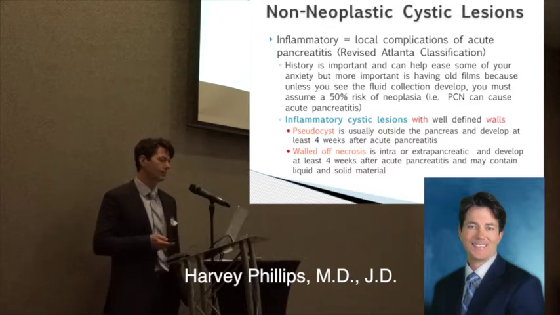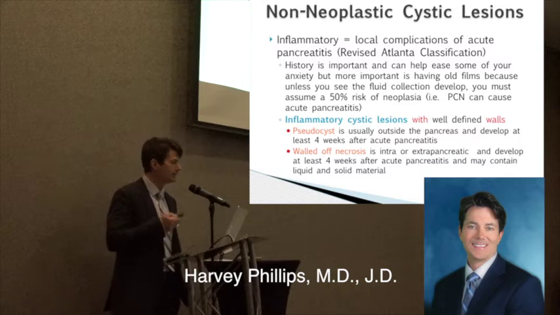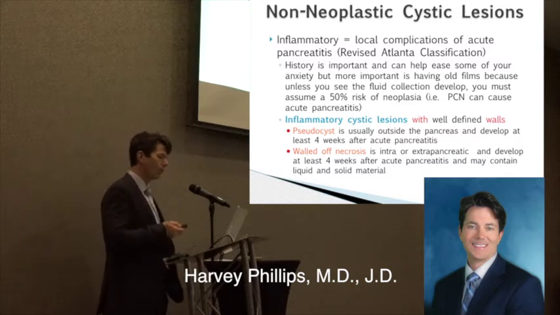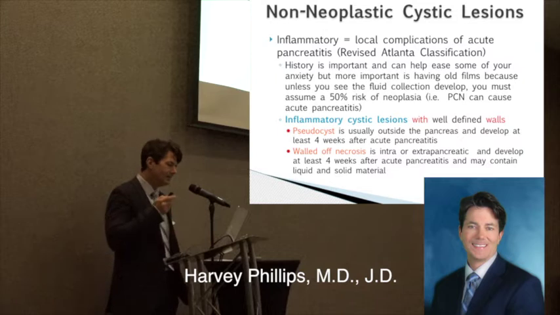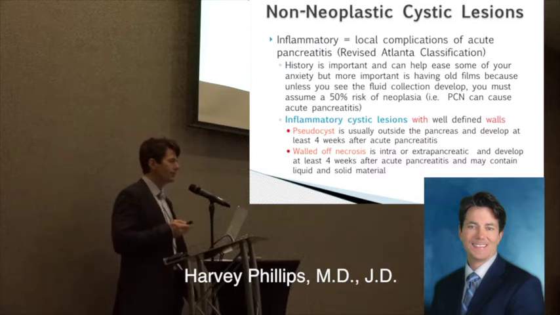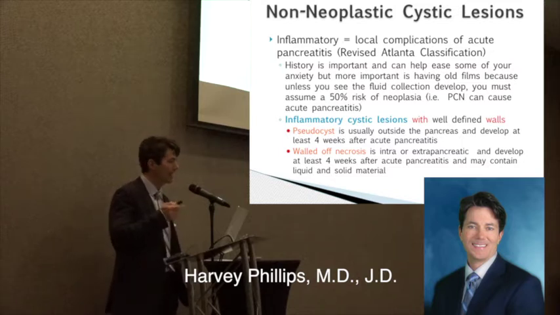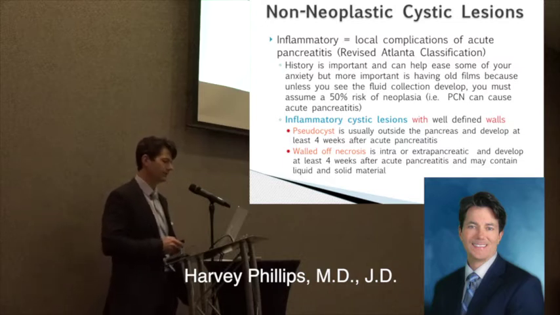This is where history is so crucial and can ease your anxiety, especially if you have old films. But you must always assume a 50% risk, right? We're talking again that there's a 50-50 chance it's neoplastic. If you don't have the history or you don't have old films and you're just not sure, you have to have a high index of suspicion.